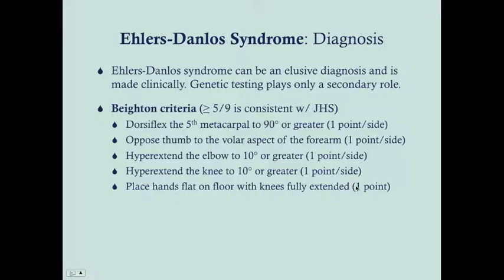So the maximum total is 9. Greater than 4 out of 9 is consistent with joint hypermobility syndrome, not necessarily Ehlers-Danlos syndrome, because in many cases you have to show some of those other symptoms, such as skin hyperelasticity or some of the features that you see in vascular EDS.